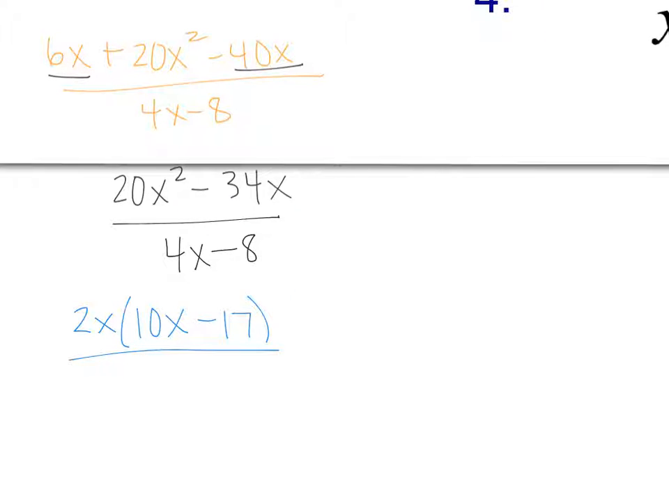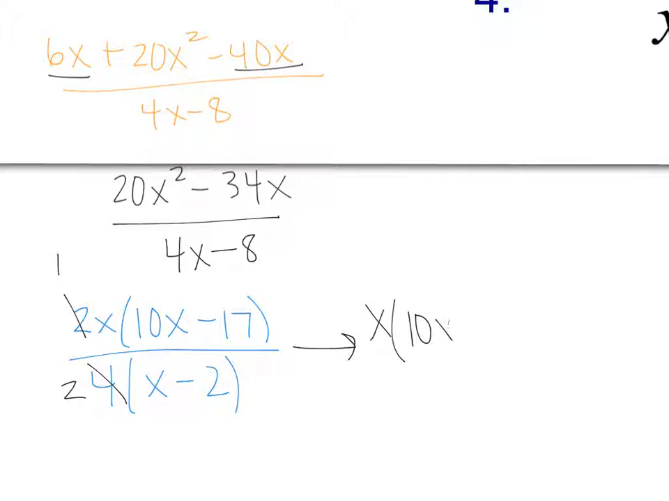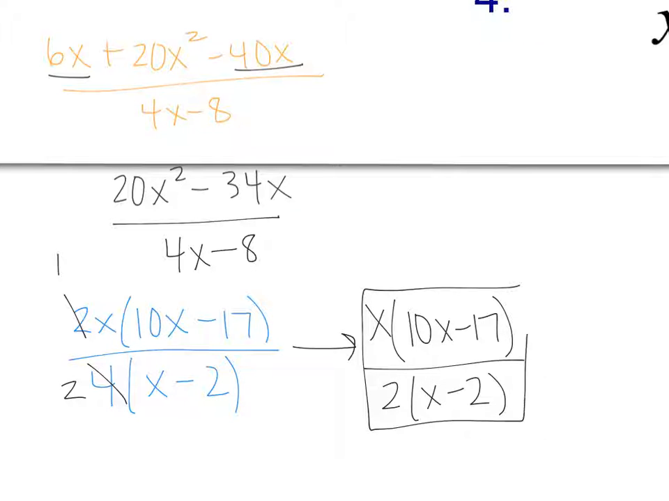All over, now with the 4x minus 8, what can I factor out? I can factor out a 4, and then get x minus 2. And now let's look at simplifying. So if I cancel out here, the 2 becomes a 1, the 4 becomes a 2, and that actually is everything I can cancel out. So my final answer would be x times 10x minus 17 all over 2 times x minus 2, and that would be my final answer.